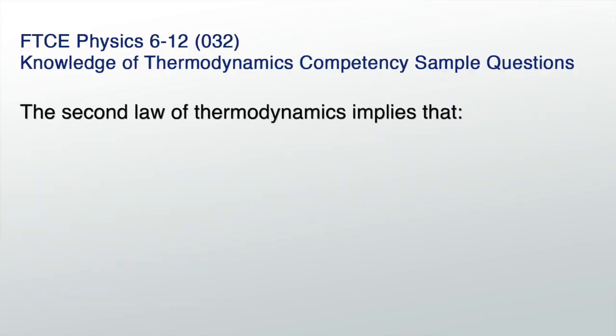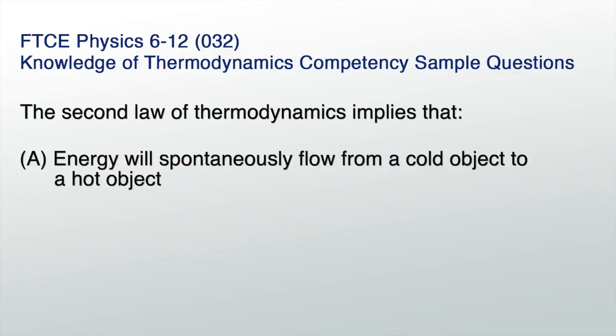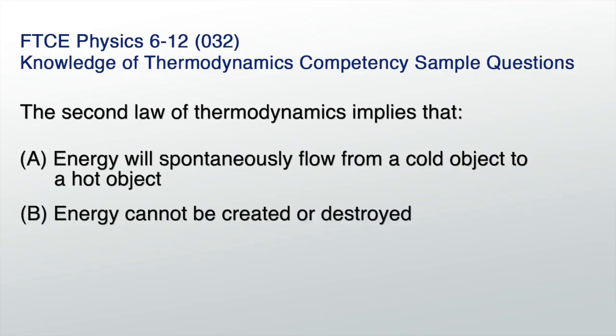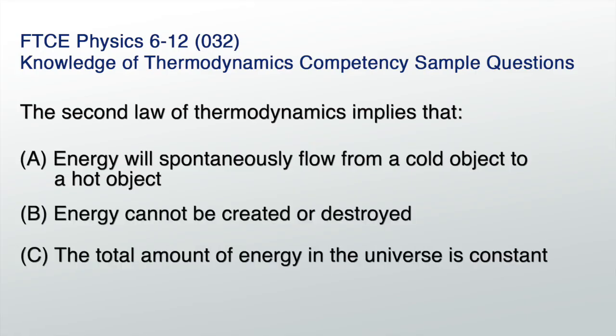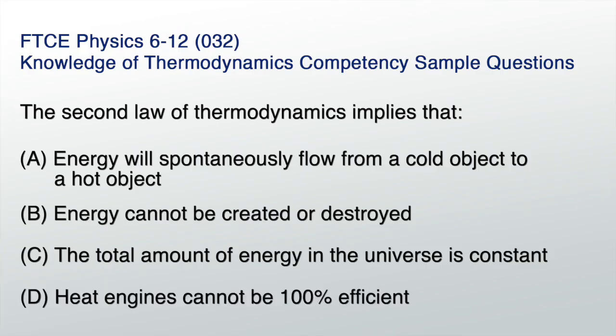The second law of thermodynamics implies that A, energy will spontaneously flow from a cold object to a hot object. B, energy cannot be created or destroyed. C, the total amount of energy in the universe is constant. Or D, heat engines cannot be 100% efficient.